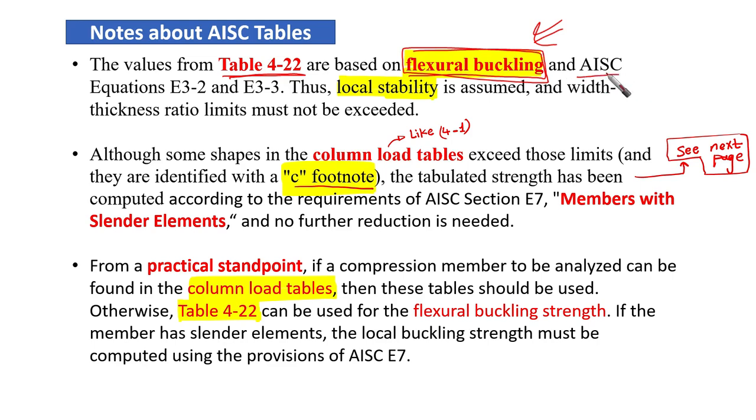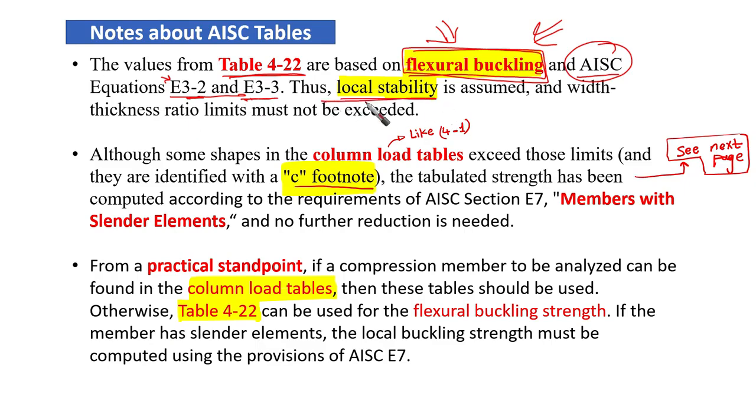And AISC equations E3-2 and E3-3. Remember well, these are the two equations that we spent a lot of time explaining last time, right? So this means that the AISC is saving us time by computing for us the available strength for the sections based on one failure mode, which is flexural buckling. And it uses these two equations, whether elastic or inelastic buckling is going to take place. So what is the meaning of this? Why is it important here?